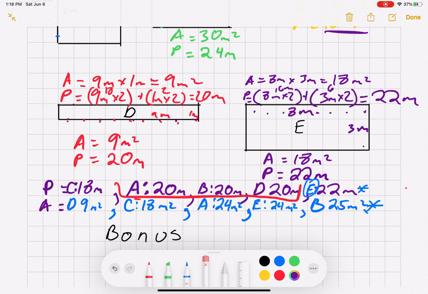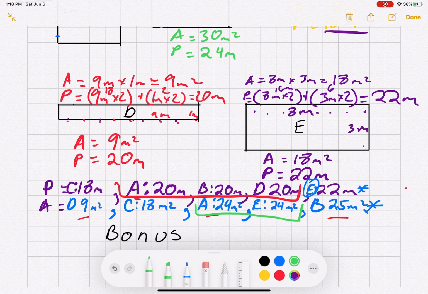A would be here, A would be here, B is here, and D is here, right? Do we have rectangles that have the same perimeter? Okay, we have these two rectangles here that have the same perimeter. And do they have the same area? No.